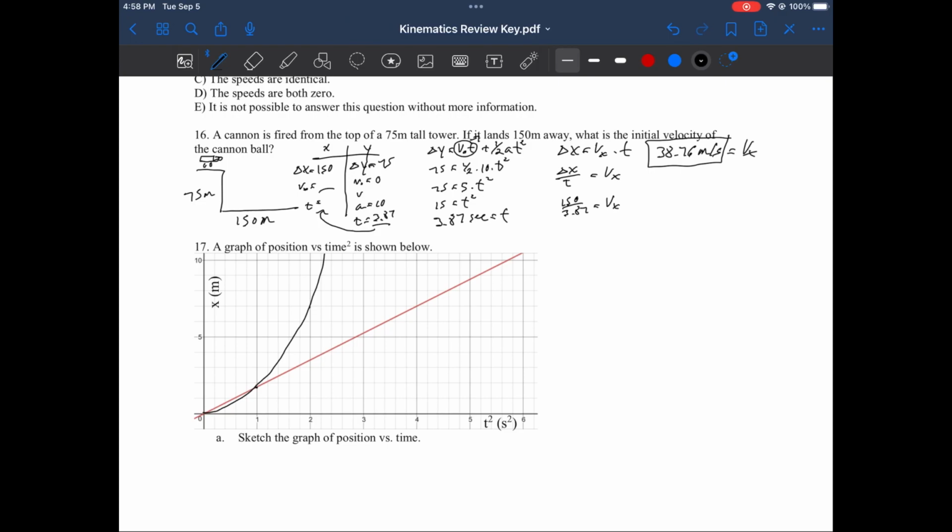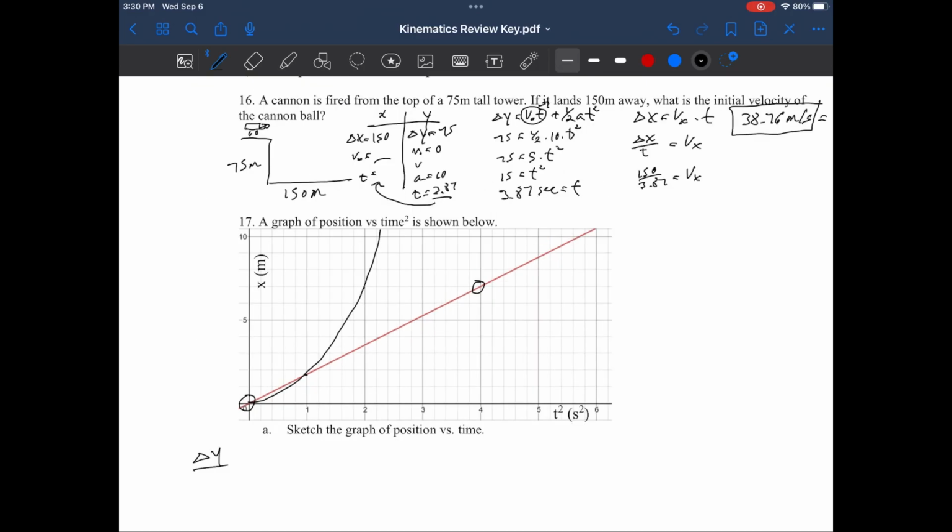The next question wants us to calculate the slope, and it's the slope of the straight line. It's not the slope of the curved line. You can't get a slope of a curved line, not very easily. It looks like it goes through the origin, and I can see it goes through 4, 7. So the change in y over the change in x, I would have 7 minus 0 over 4 minus 0, because it's rise over run. And when I do 7 divided by 4, I get 1.75.